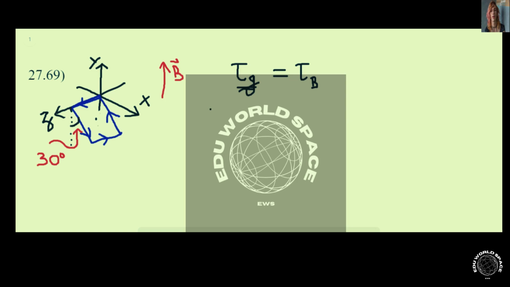And you must remember that the torque in general is just r cross F, where F is the force. So the torque due to gravity is just r cross the force due to gravity. And remember, r is the vector that connects the pivot to the center of mass. So it's this line. This line is r.